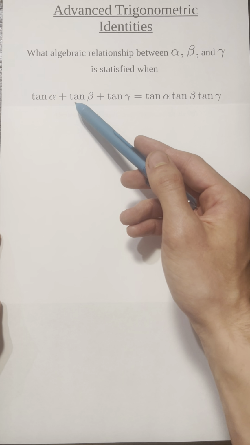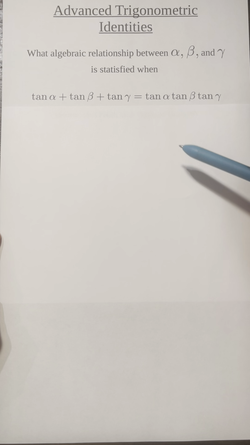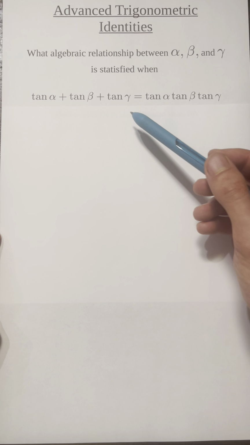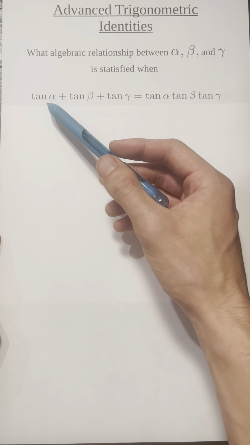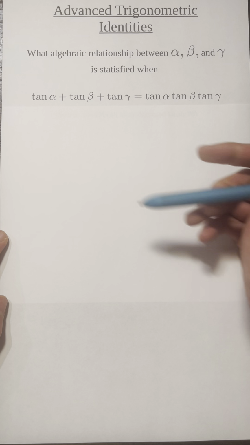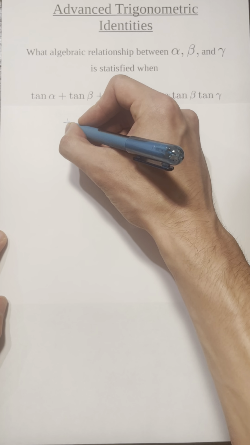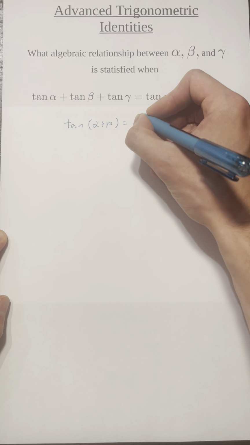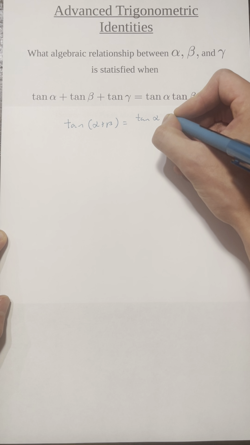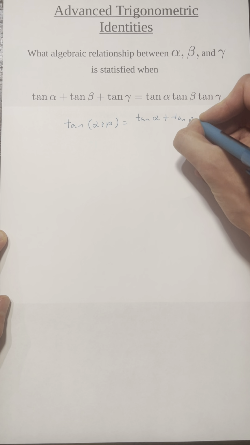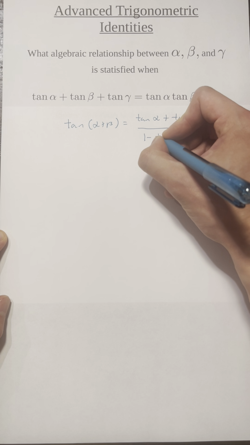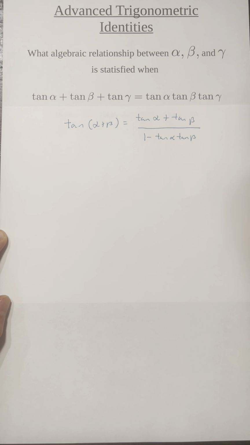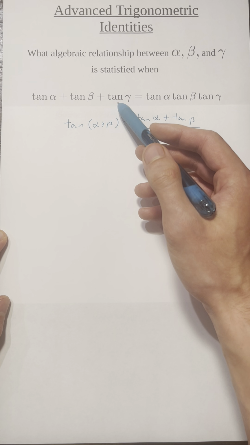So it's tangent alpha plus tangent beta plus tangent gamma. And it makes sense to ask what trigonometric identities do we know that involve addition as well as tangent? So there's tangent alpha plus beta is equal to tangent alpha plus tangent beta over 1 minus tangent alpha times tangent beta. But this is with 3 angles.